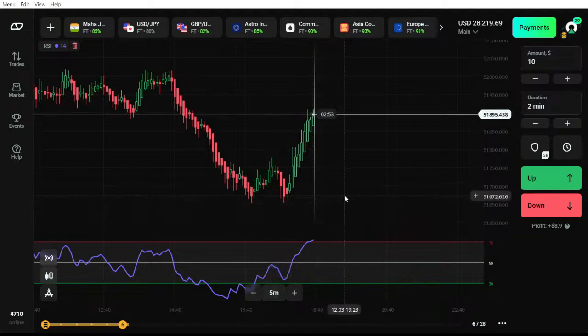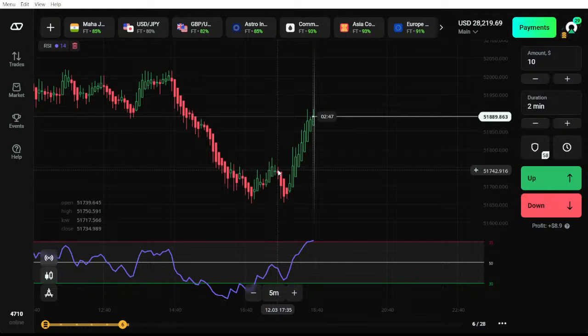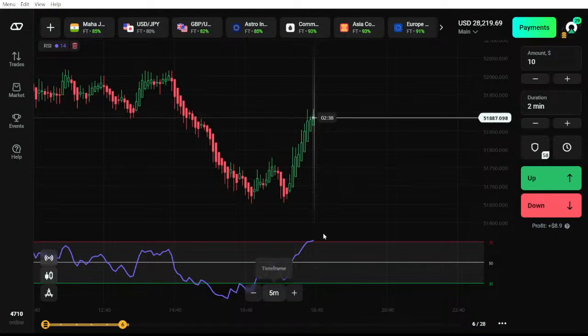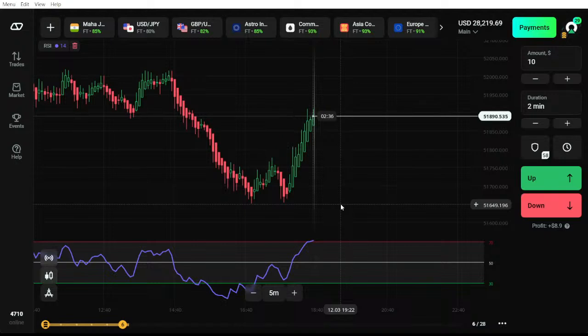The way this strategy generates the signal is going to be the same. All you need to do is follow the same scenario, the same set of rules. The only difference is going to be the chart time frame and the trade time frame.